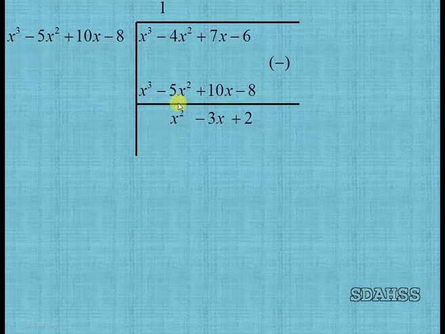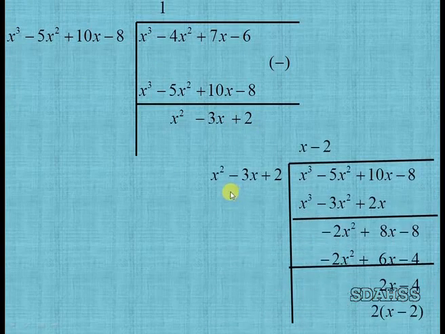Because this is the smallest one, we cannot divide. Then again you find the GCD. So this must be taken as dividend and this must be taken as divisor. x square minus 3x plus 2, x cube minus 5x square plus 10x minus 8. Compare the first terms and divide x cube by x square, you will get x.